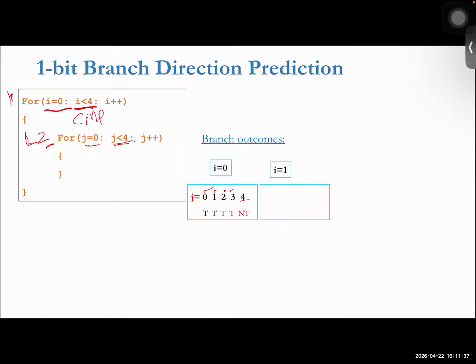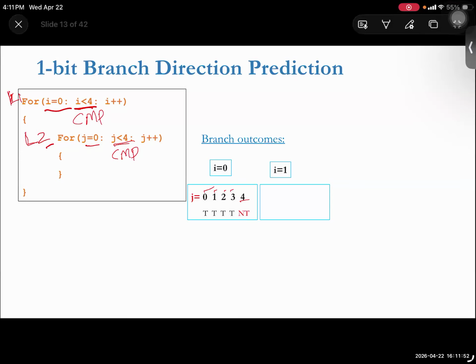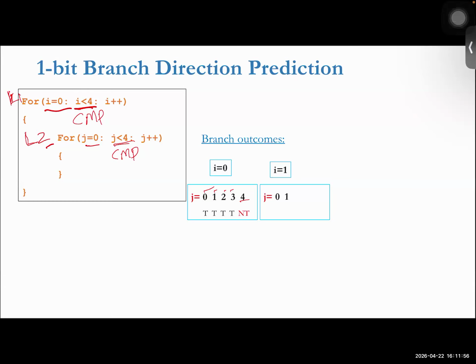Okay. And if this CMP fails, then it goes to level 1. That is the target address. So for i equal to 1 and j equal to 0, 1, 2, 3, the second branch will be taken 4 times. And this continues for the remaining iterations.